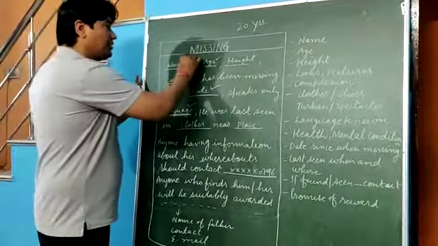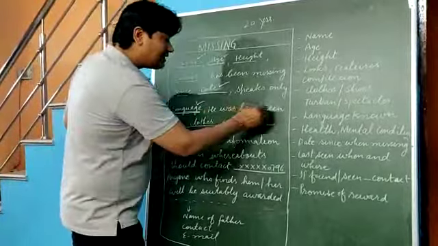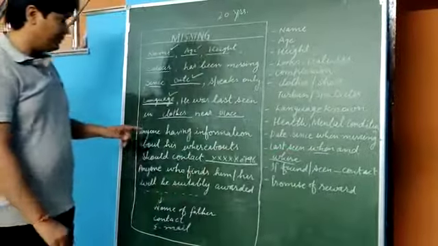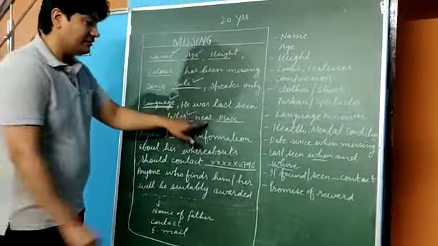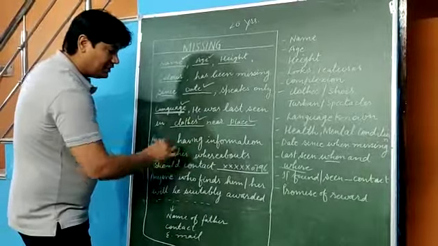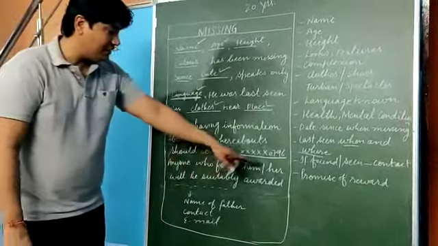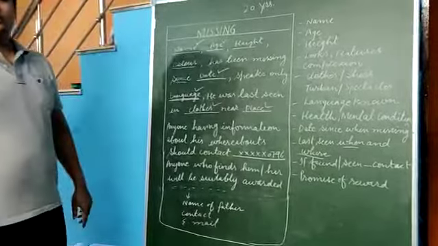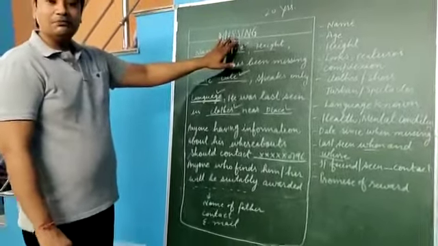As I have mentioned here name, you have to mention the name of the child like Vivek, Vikas, Prabha, whatever. Then he was last seen. As I told you, we are to mention last seen when and where. You are to mention he was last seen in, first mentioning what sort of clothes he was wearing at that moment. Near, mention the place where he was seen last time. Anyone having information about his whereabouts should contact, mention the contact number. And anyone who finds him or her will be suitably rewarded. Then mention the name of the father, contact number or email ID. So dear students, in this way we shall write the advertisement under the column missing.